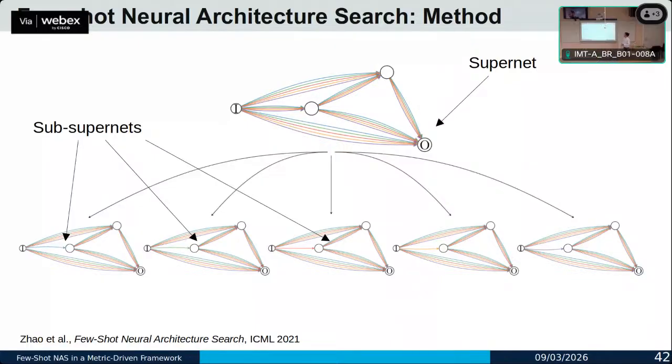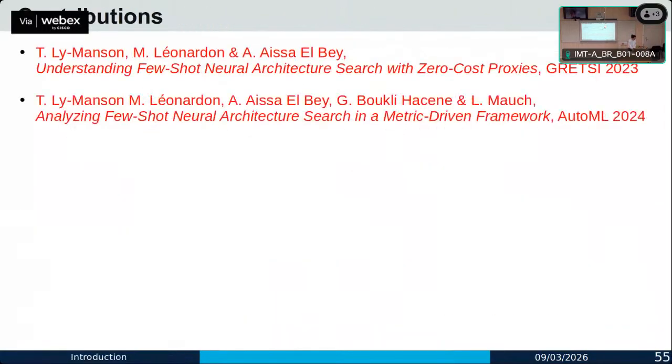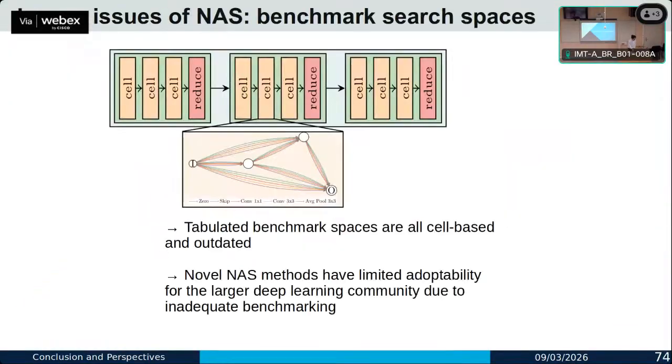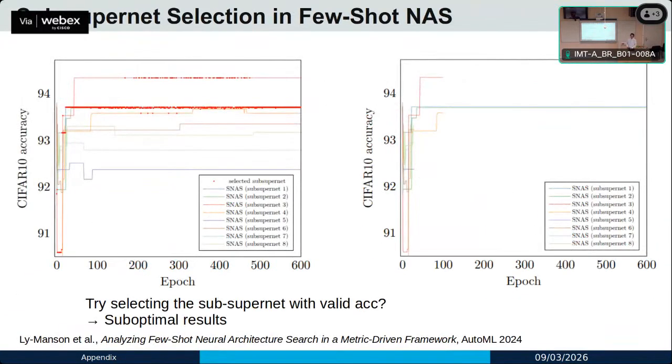Actually, in the few-shot NAS papers, what they did generally to save some cost and time was to try and select the best sub-supernet at the end. And it turns out the way they did it was by using the validation accuracy of the sub-supernets themselves. So we look at the accuracy of each sub-supernet independently, and we say, okay, probably the sub-supernet that has the best accuracy would be the one that has the most good architectures inside.